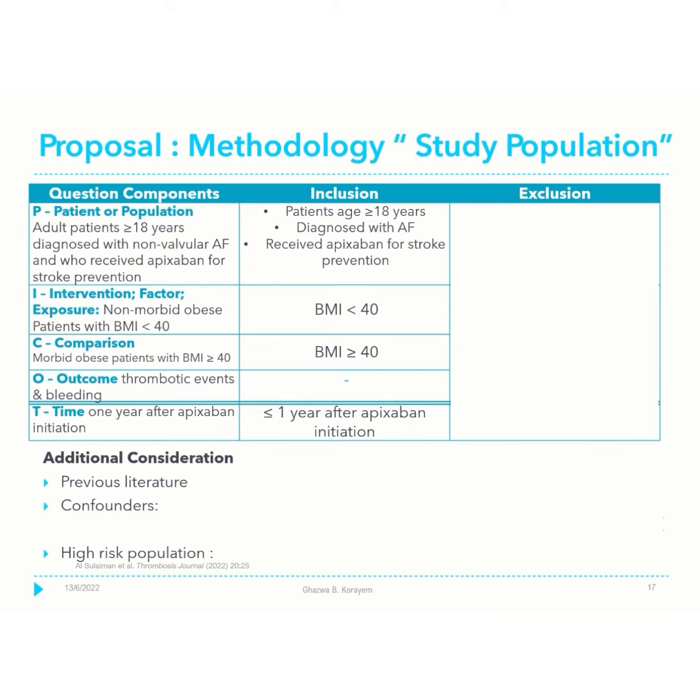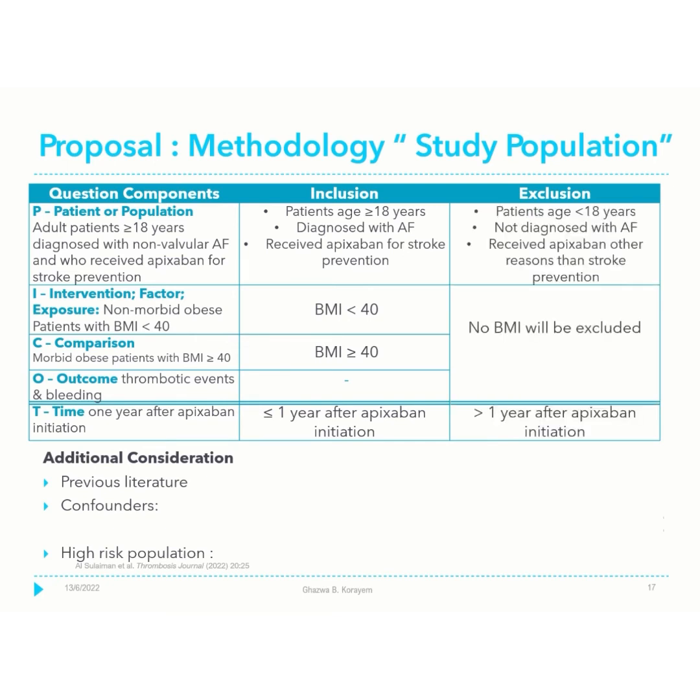In terms of the intervention and comparison, we know that we're going to include any patient with any BMI, less than 40 or above or equal to 40 will be included. For the timing, we know that we want to look at the apixaban effect a year after the initiation, so we want to exclude any patient who we see the outcome in after 1 year.